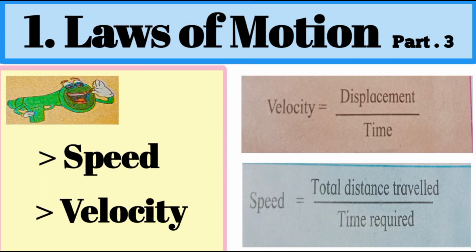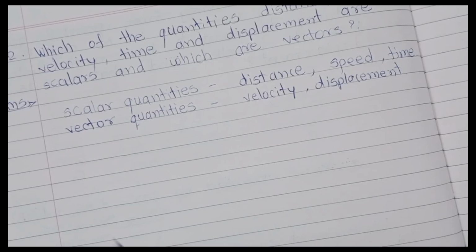In the previous video, we studied vector and scalar quantities, with the examples of displacement and distance. Now, in this video, we are going to the next point. Speed equals total distance traveled by time required. What is the formula of speed?